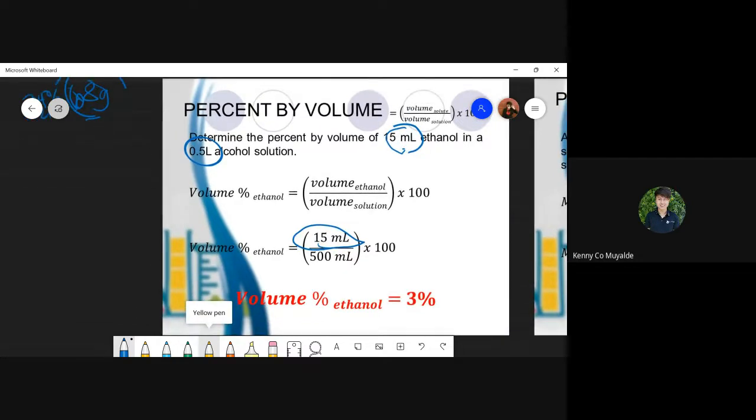So in 1 liter, it is equal to 1,000 ml. So if we're going to convert 0.5 liter, 0.5 times 1,000, it will be equal to 500 ml. Okay? So 15 divided by 500 times 100, you will get 3% percent by volume of ethanol.